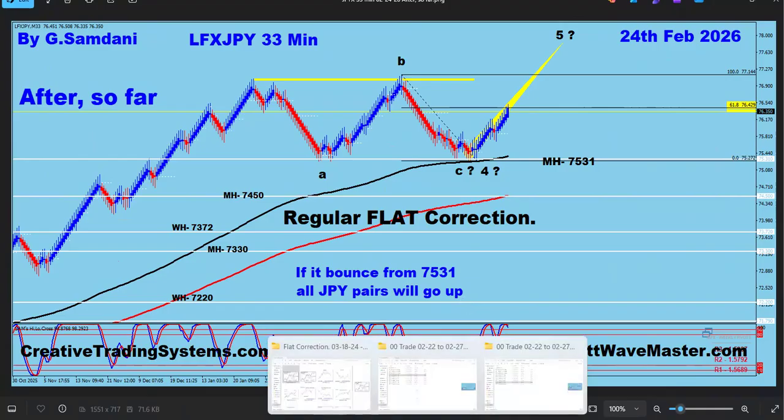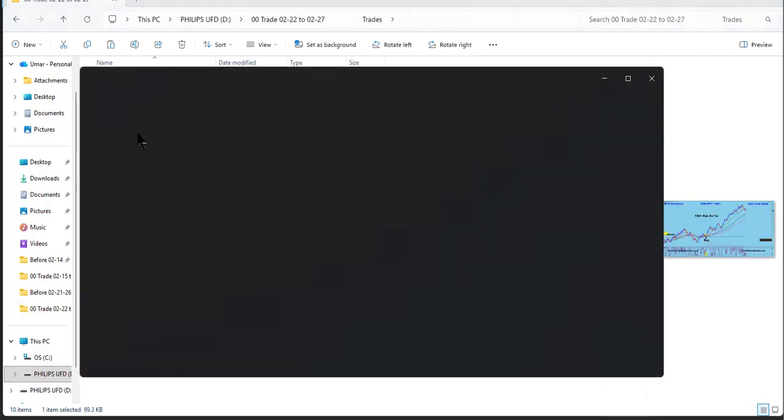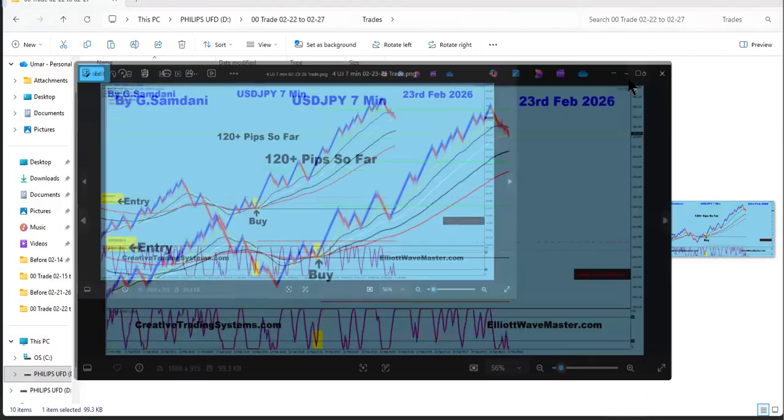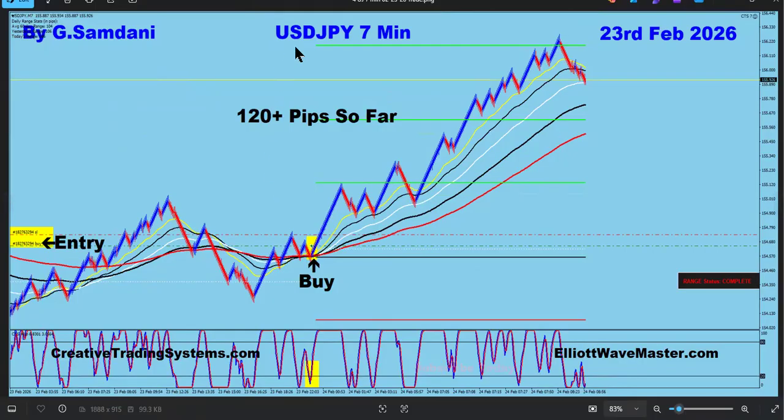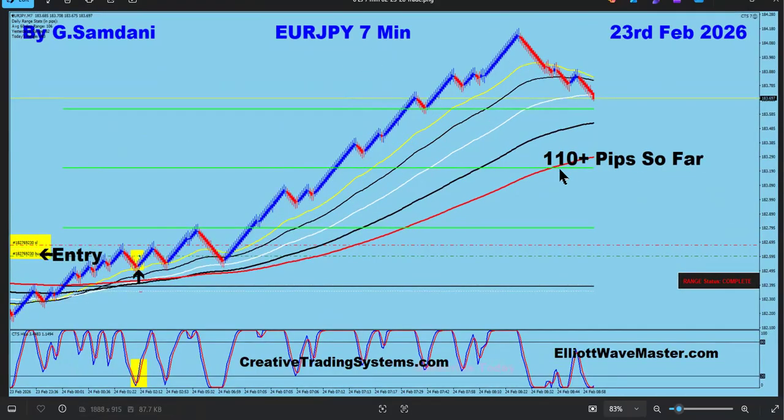Only today, I had how many? Let's take a look. Okay. Starting from the 23rd, and today's the 24th is still going on, right? So here, all together, I'll show you. And all long, right? That's what I said on the index chart. So on the 23rd, 120 pips, the USD yen, pound yen 160 pip on the 23rd, euro yen 110 pip, here's the entry, right?